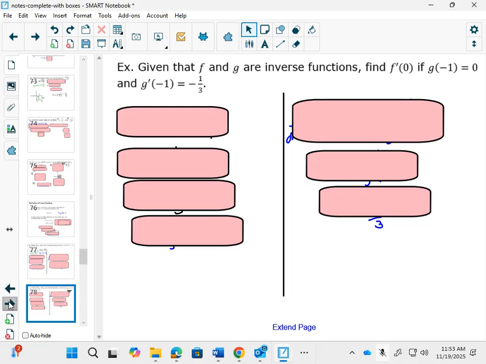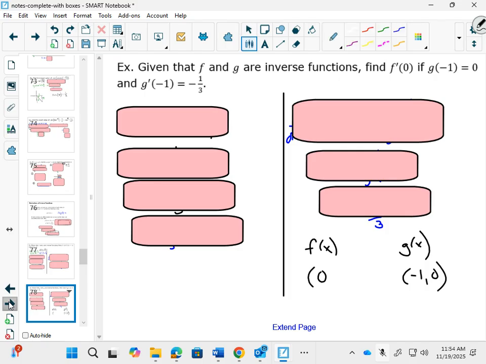We'll do this one too. F and g are inverses. So what do I know? I know g of negative 1. So I'm going to do f of x, g of x. I know I have this point -1 comma 0 on g of x. So that means, maybe my pen ran out of ink. There it is. That on f of x, I'd have 0, -1, correct? They're inverses, so switch x and y.